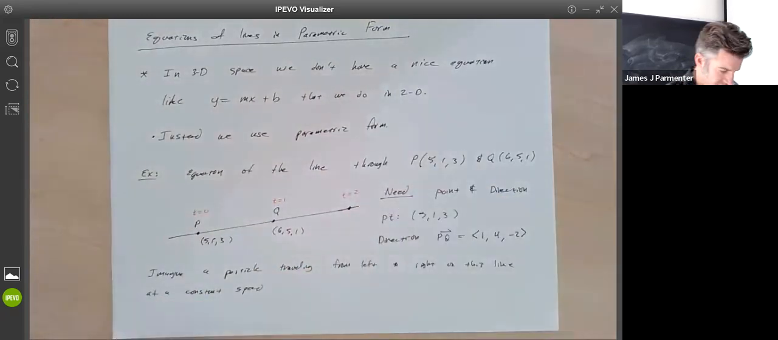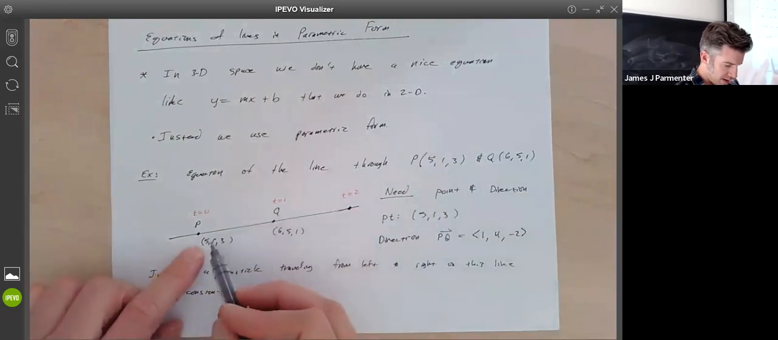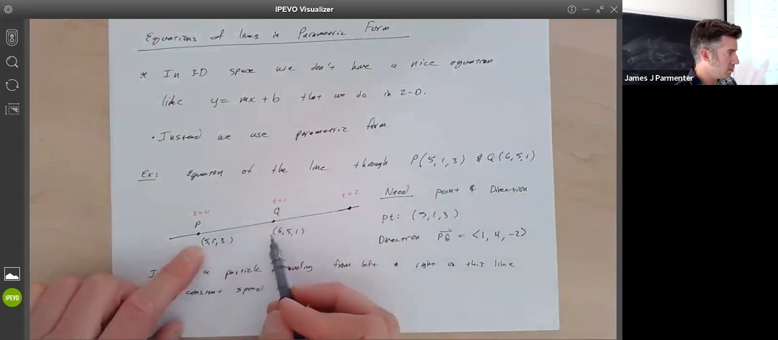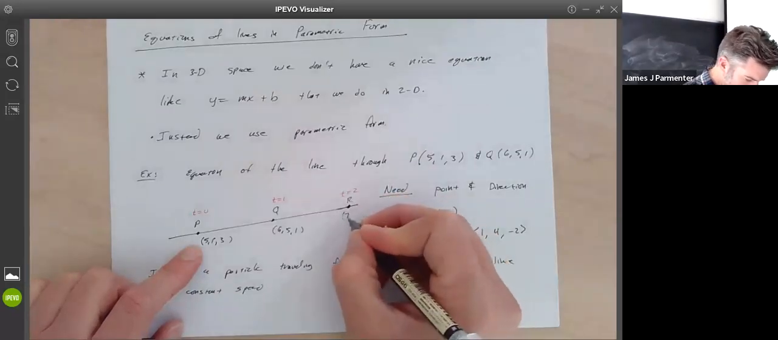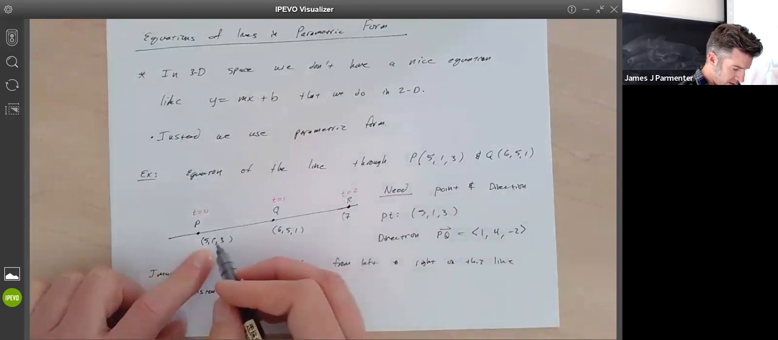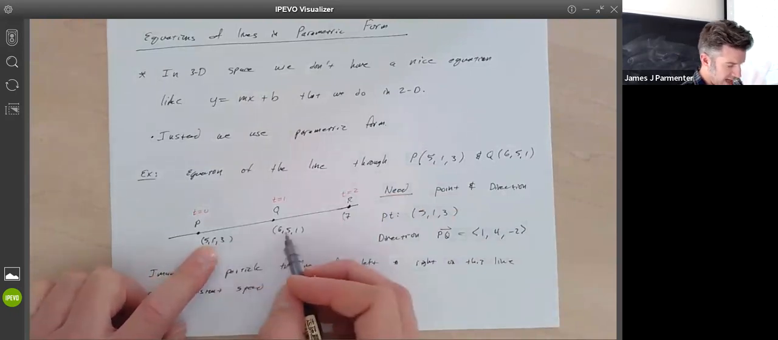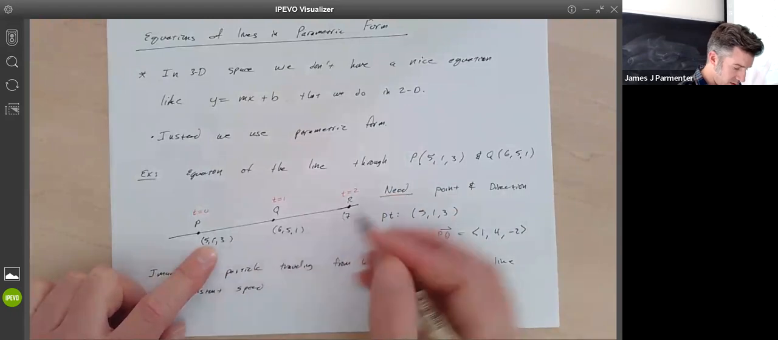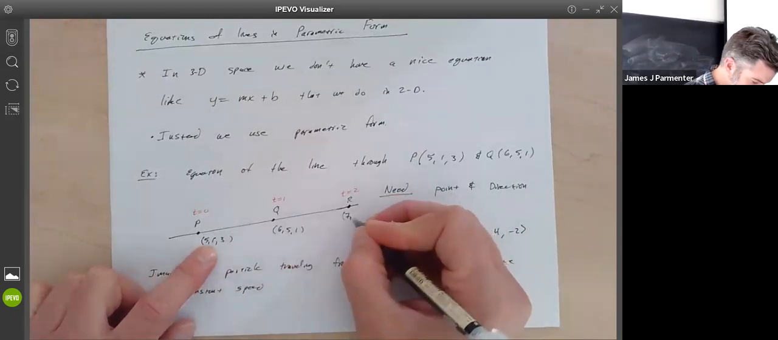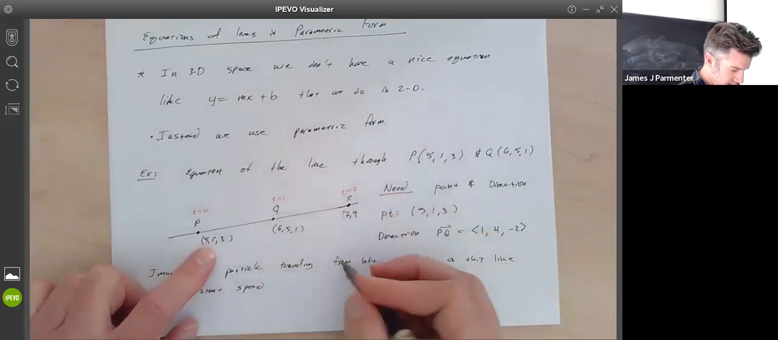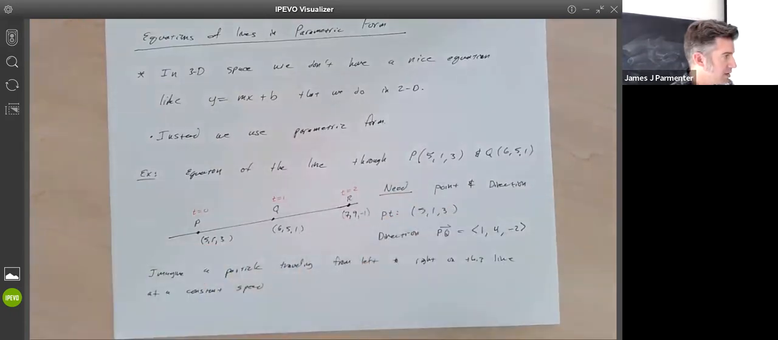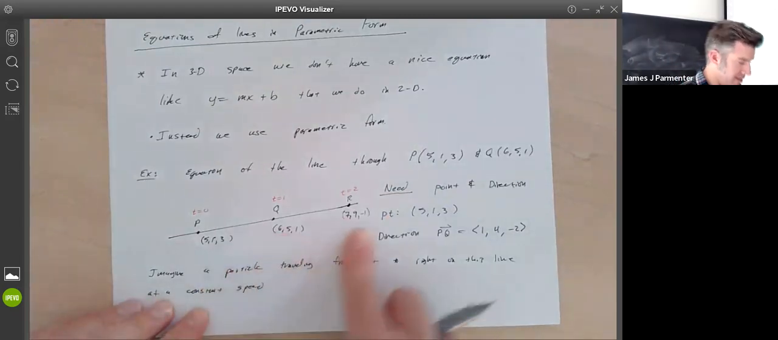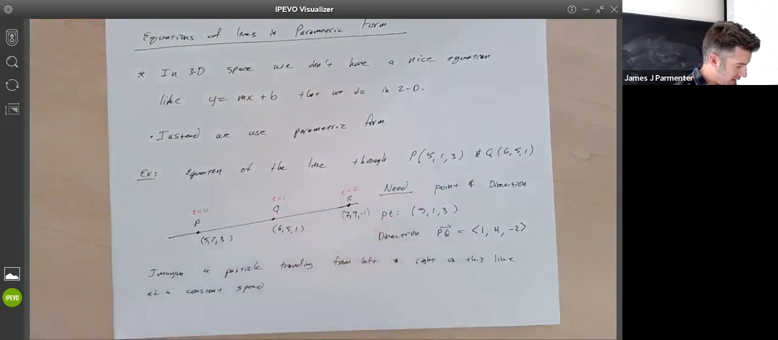So here's what I'm thinking about. From P to Q, I go 1 in the x direction. So from Q to the next point, let's call it R, we're going to go another 1 in the x direction. From P to Q, I go from 1 to 5 in the y direction, so I'm increasing by 4. If I increase by 4 again, I'm going to go from 5 to 9. And in the z direction, I'm decreasing by 2, and I'm going to decrease by 2 again. So I could find the next point by adding the vector onto that point to get to the next point. And we can keep doing that.